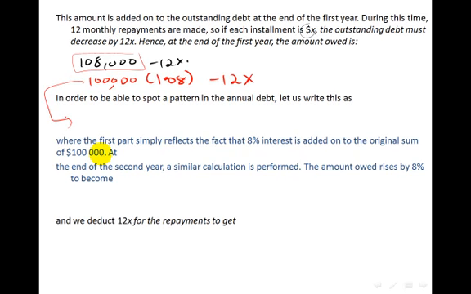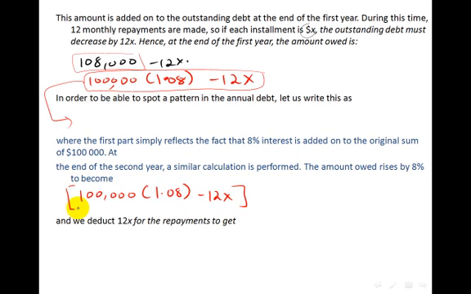Okay, at the end of the second year, a similar calculation is performed. The amount owed rises by 8%. So in the second year, again you'll have an 8% rise on what's left from the first year. What's left from the first year is this, minus 12X, because at the end of the first year we already paid 12 payments.